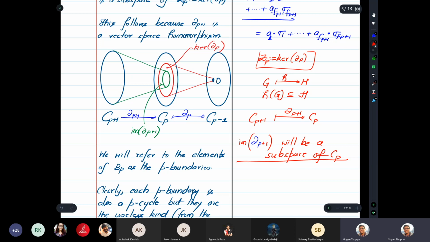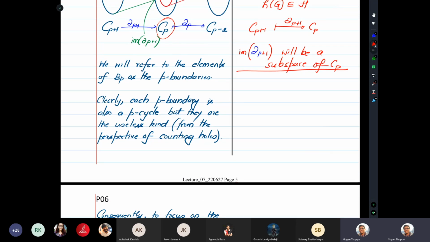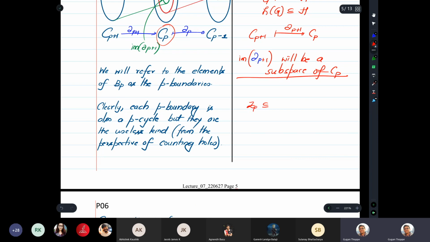So let me summarize. Okay, so all the action is happening at C_p. So C_p is this big vector space. Within that, there is this kernel of ∂_p. This is another vector space, so in fact, this is a subspace of C_p. And in addition to that, within the kernel of ∂_p is the image of ∂_{p+1}. So this is another vector space, right? So this is a subspace of the kernel of ∂_p, which itself is a subspace of C_p. So you have these three subspaces which satisfy this sequential property that B_p, which is the set of all p-boundaries, is a subset of Z_p, which is the set of all p-cycles, which itself is a subset of C_p, which is the set of all p-chains. Okay, so this is what we have managed to prove. So the fundamental lemma of homology shows that B_p is a subset of Z_p is a subset of C_p.